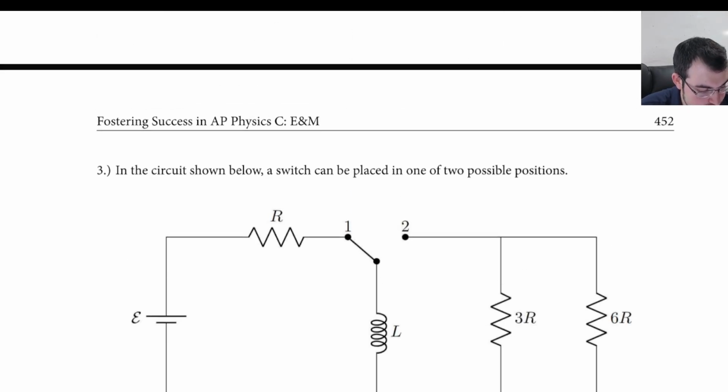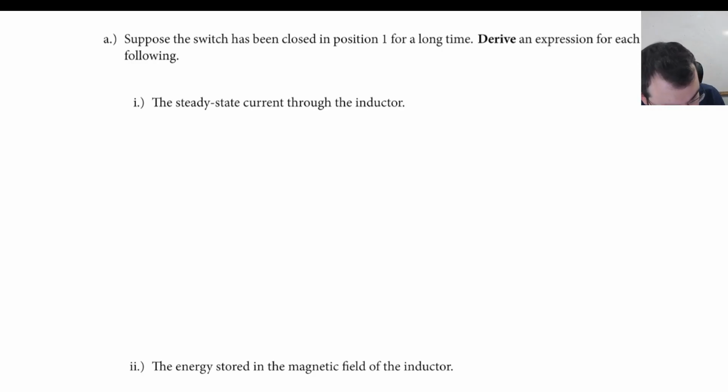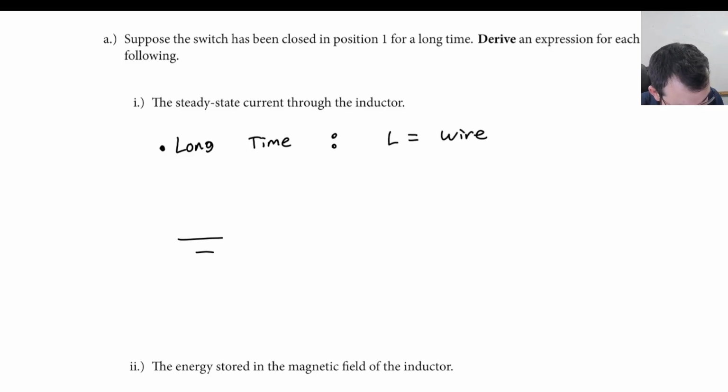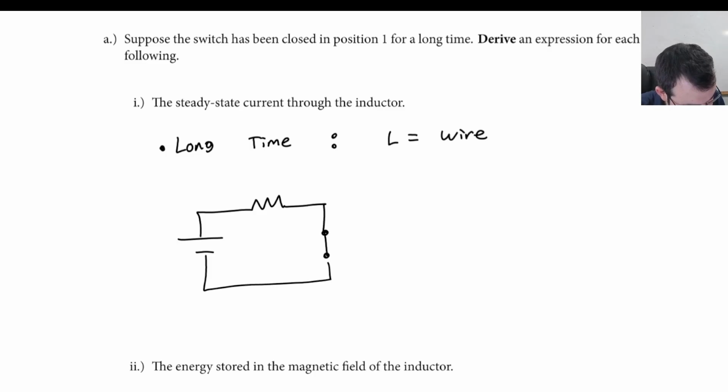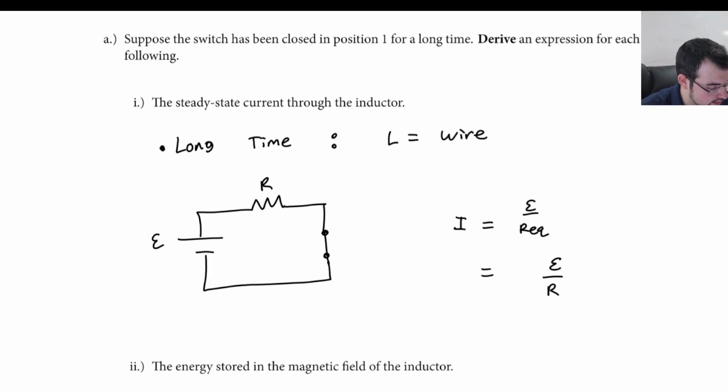Well, it's been in position 1 for a long time. So long time. After a long time, this means L is equal to a wire. So we just have a standard simple circuit. So this means that my current is just the EMF divided by Req. So it's just our standard Ohm's law current. Nothing weird.